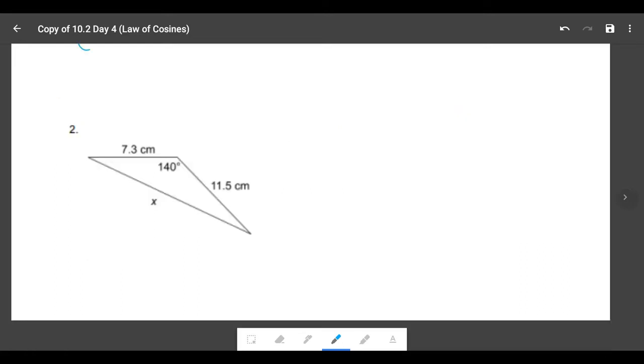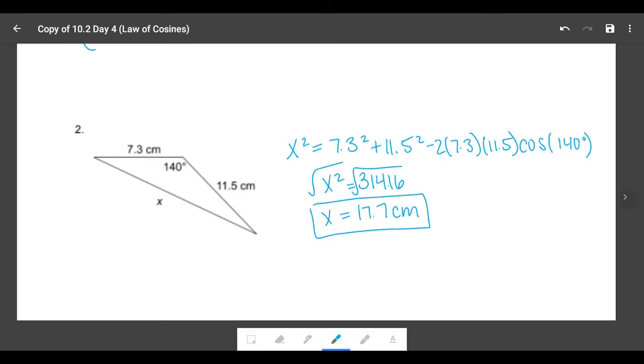Problem 2 is very similar to problem 1, so go ahead, pause this video, work out problem number 2, and then come back to check your answer that you get for x. Okay, so hopefully you went through and solved for x to be approximately 7.7 centimeters.